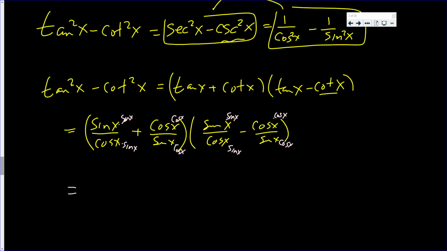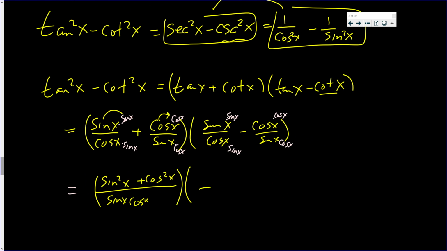For the first bracket, we have a common denominator. It's sine x cosine x. The numerator is sine x times sine x plus cosine x times cosine x. That is, the numerator is 1, times the bottom, sine x cosine x. We are subtracting, keep the common denominator. And here we get sine squared x minus cosine squared x.